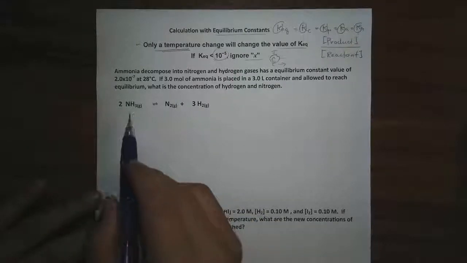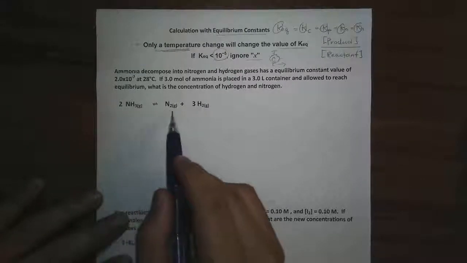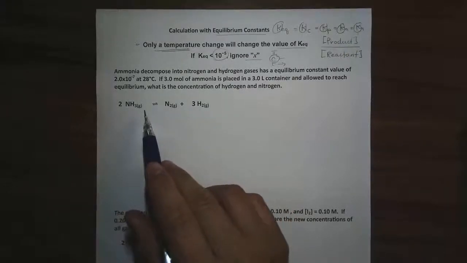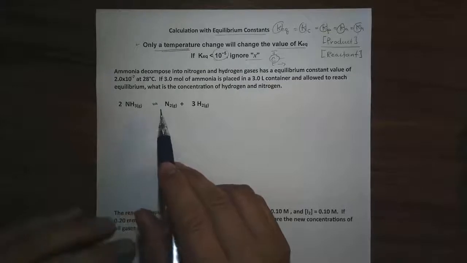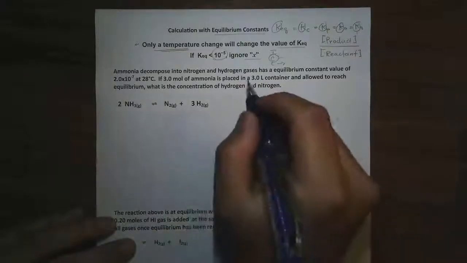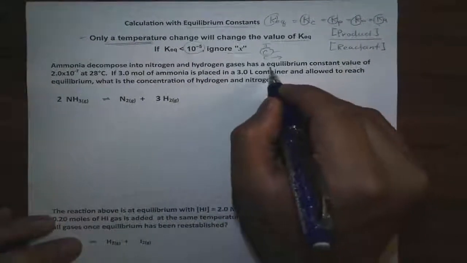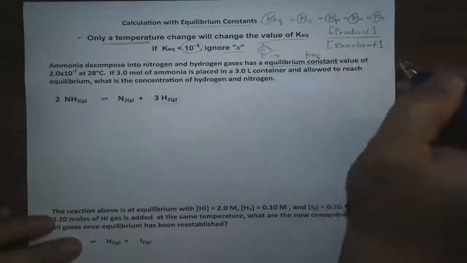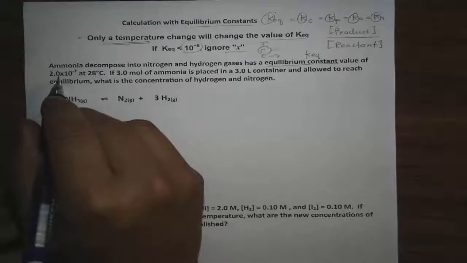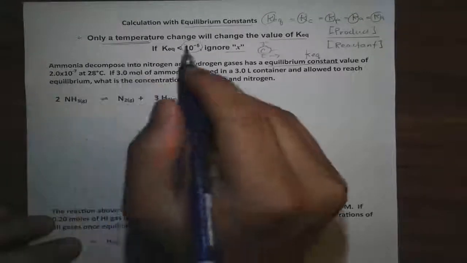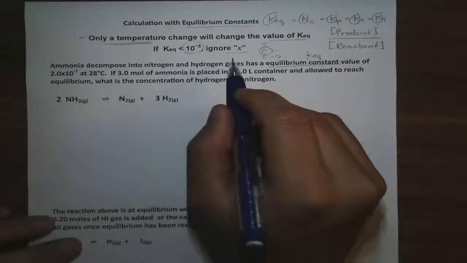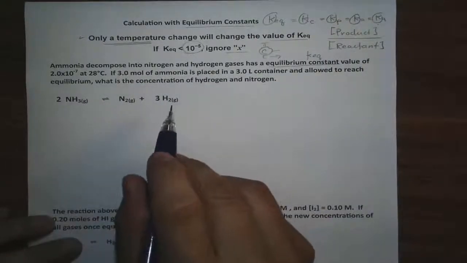Here we have ammonia decomposing into nitrogen and hydrogen. And of course this is a balanced chemical equation. What we have here is an equilibrium constant value, that is your K EQ right there, of 2.0 times 10 to the negative 7, which we know is less than 10 to the negative fifth. So we can ignore the x. Let's see how that's going to work.